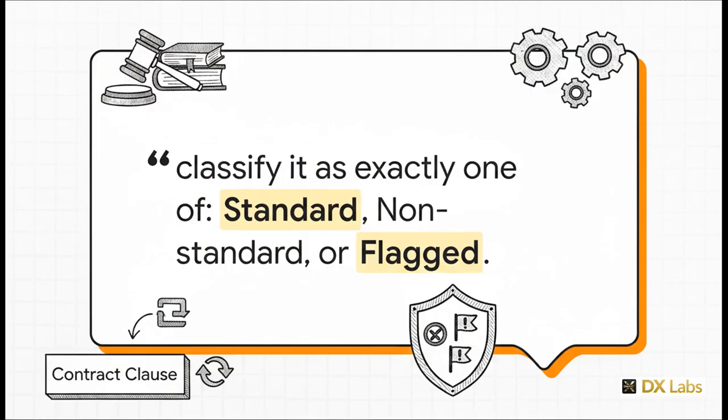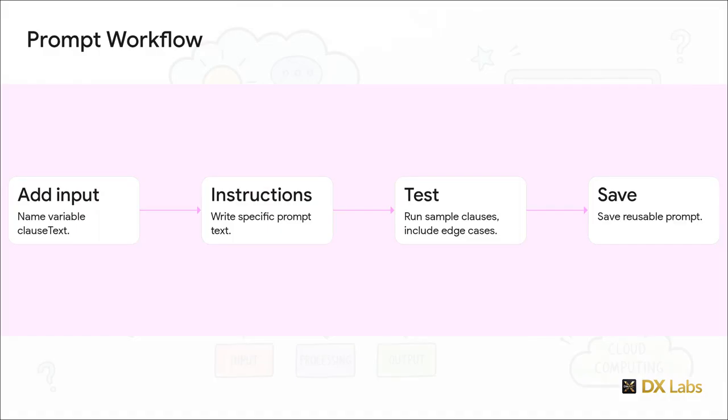Now notice the clause text sitting there in brackets. That's our input variable. It makes these instructions completely reusable. The rules stay fixed, but the exact clause passed into that placeholder changes dynamically at runtime. The workflow here is incredibly structured. You just add your input variable, write your instructions, test them out, and hit save.